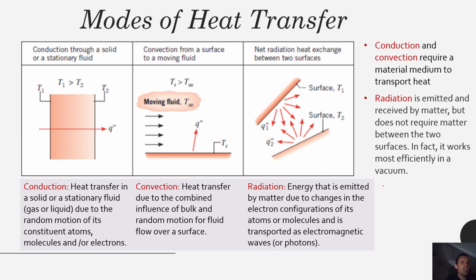Conduction, as a reminder, is heat transfer through a solid or a stationary fluid that is caused by random motion of its constituent atoms, molecules, or electrons. So here on the left, if the left-hand side of the solid has a higher temperature than the right-hand side, we're going to naturally see a flow of heat going from left to right. This particular diagram shows the heat flux, which is denoted by q double prime.